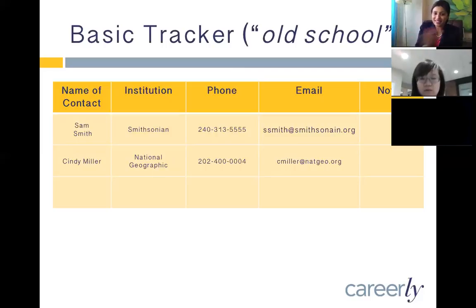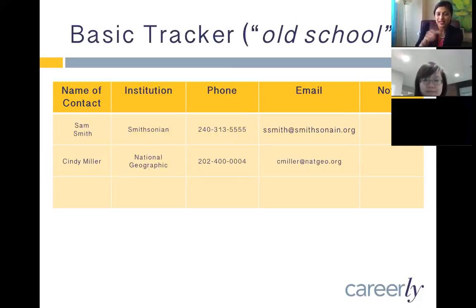So the easiest thing, and that's why I call it old school, is you just have to remember, right? Because otherwise you don't know who you contacted, who you talked to. So just a very, very simple name of contact, institution, and those things, right? You can easily capture this on Excel, or I think they probably even have a bunch of apps that allow you to just put in the basic information when you are meeting people and talking to people.